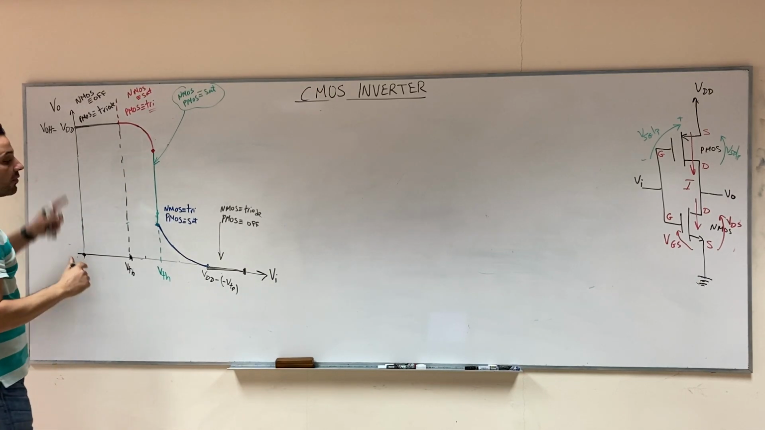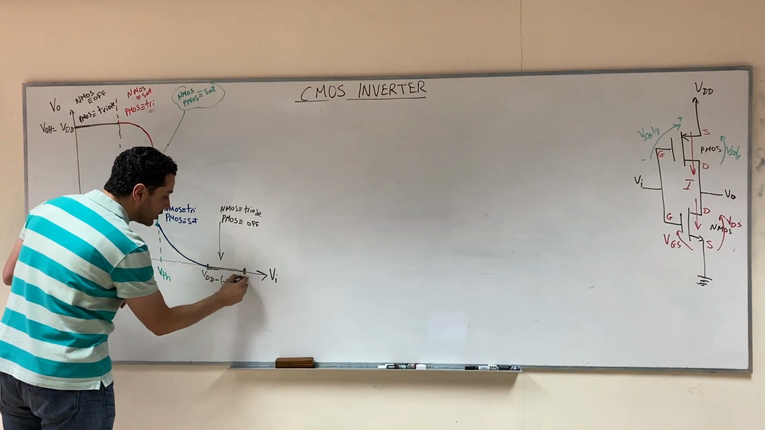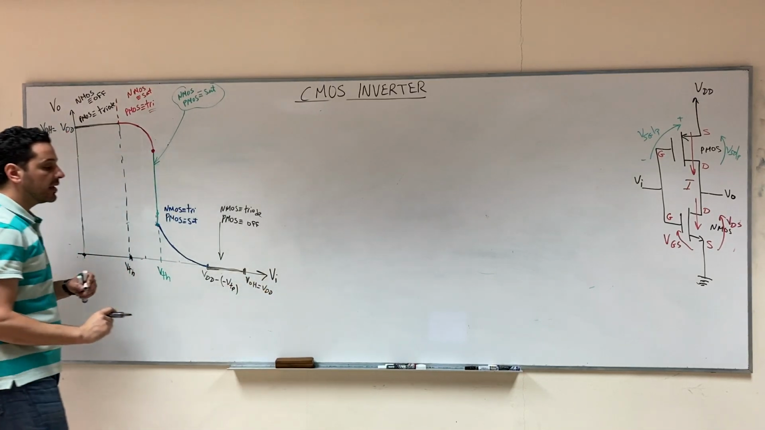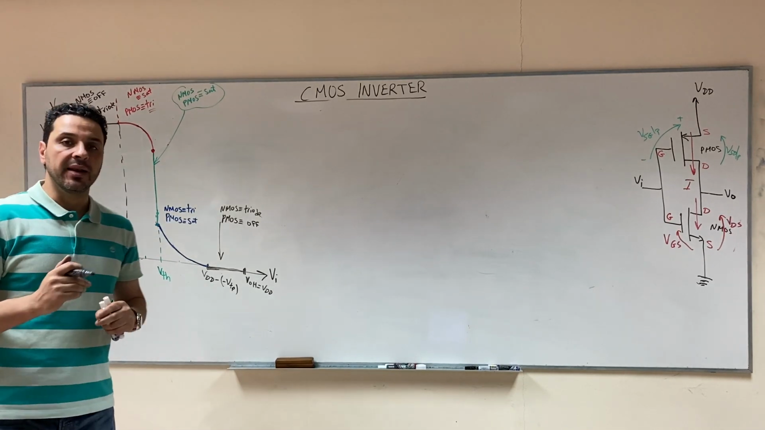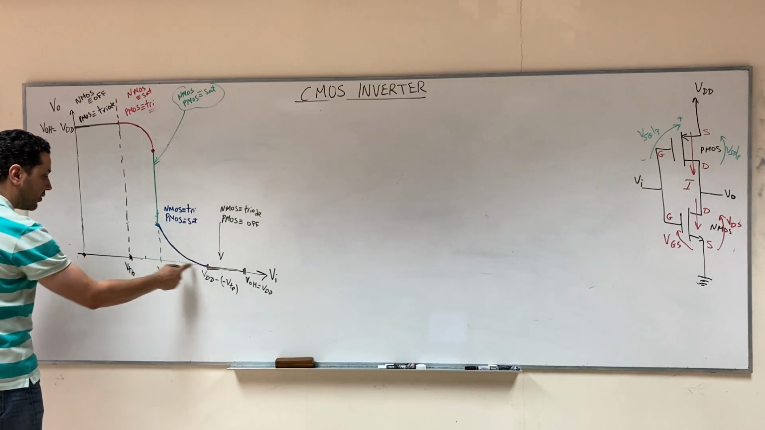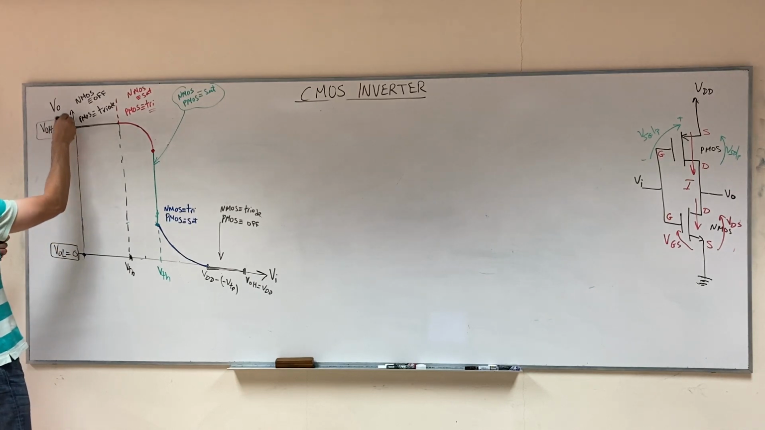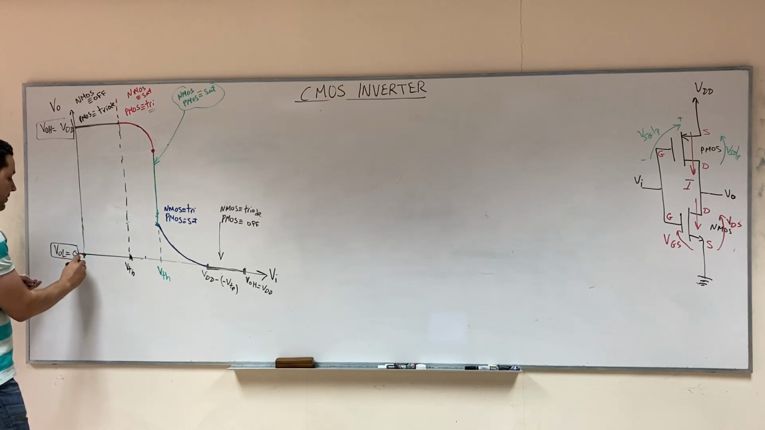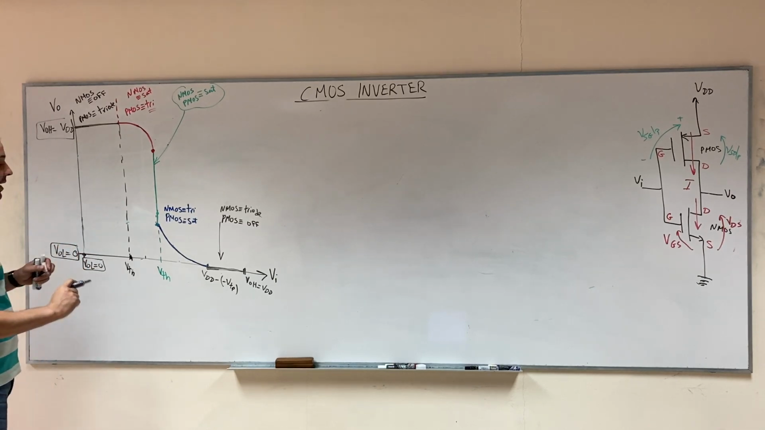The VOH is the highest output voltage, and at the same time it is the highest input voltage. So the highest input voltage here will also be VOH. So VOH, which is VDD, is the highest output voltage and the highest input voltage. And then comes VOL, the lowest output voltage, which is at the same time the lowest input voltage. The lowest output voltage here will be 0. So VOL is defined to be 0. So VOH is VDD, VOL is 0. And also the lowest input voltage will be VOL, which is 0. So the lowest input and the lowest output, both of them are 0.